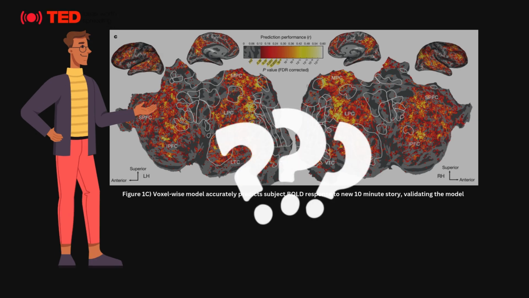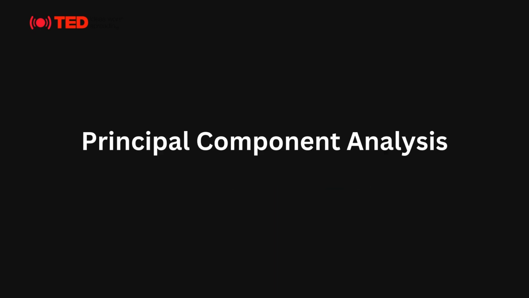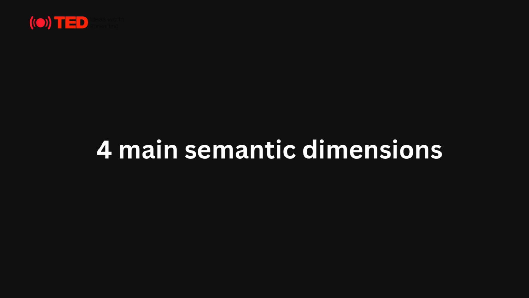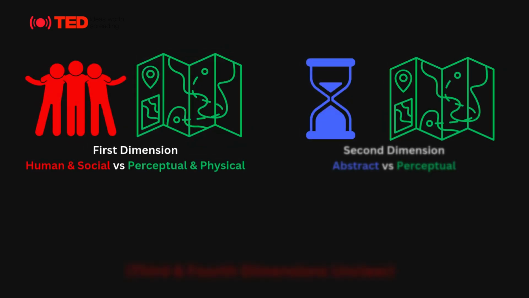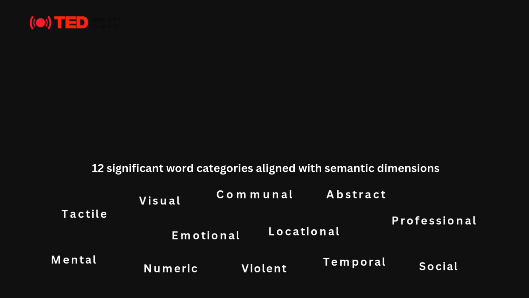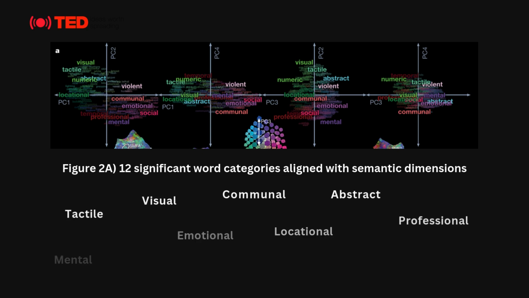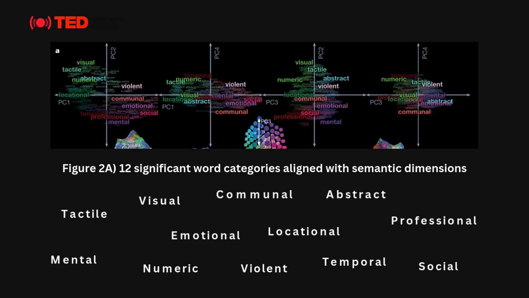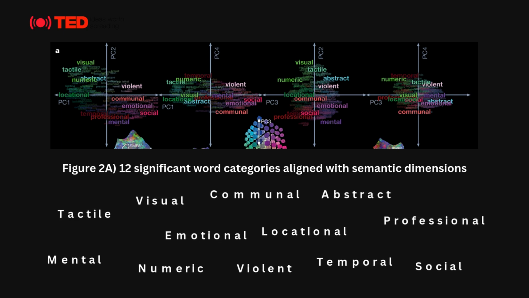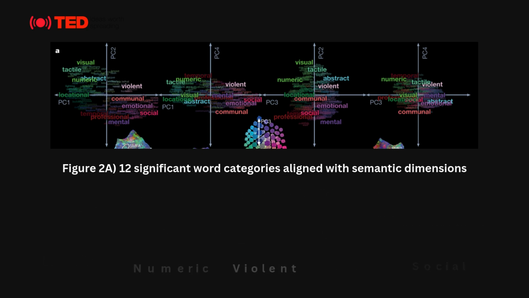Then, to make sense of this massive dataset, the researchers applied a principal component analysis. This allowed them to distill the data into 4 main semantic dimensions. These dimensions ranged from distinctions between human-centered and perceptual categories to abstract and temporal concepts. From this analysis, they identified 12 major semantic categories that the brain seems to organize naturally, such as social, visual, emotional, and more. In Figure 2a, we see the 12 categories as they align with the semantic dimensions. Each category is represented by colors, with red, green, and blue channels corresponding to the first 3 dimensions.